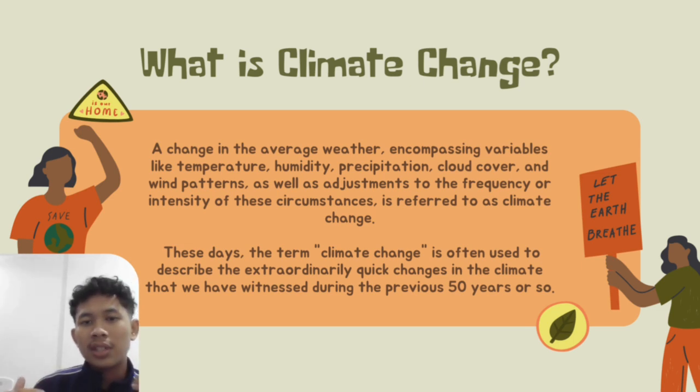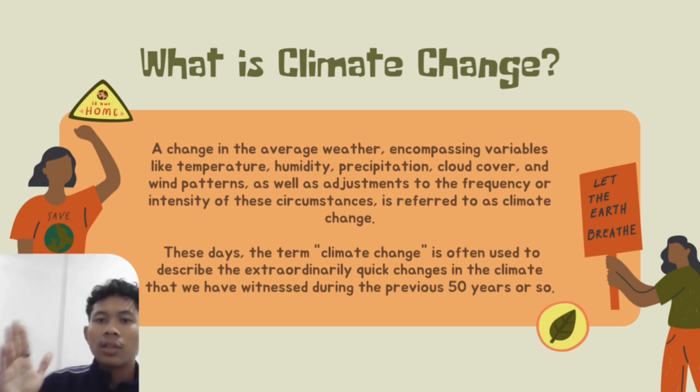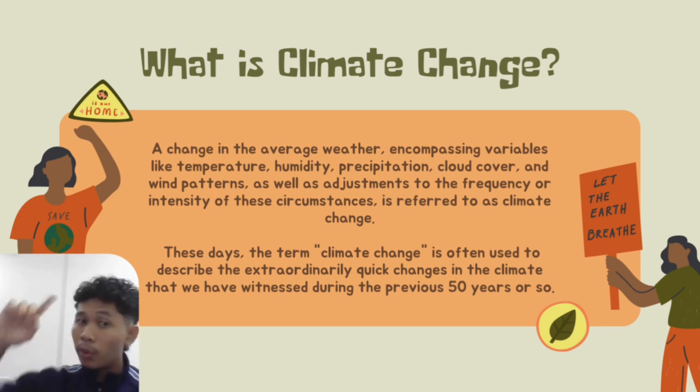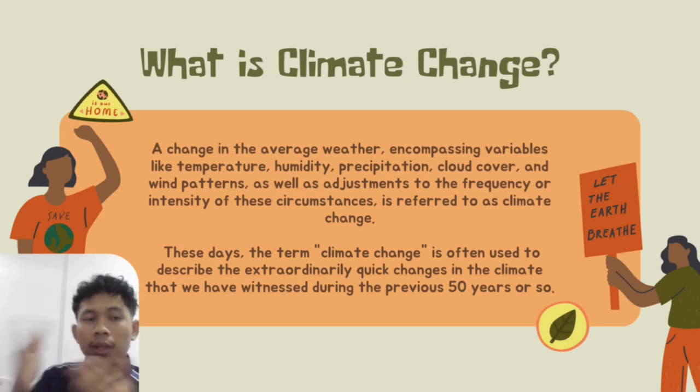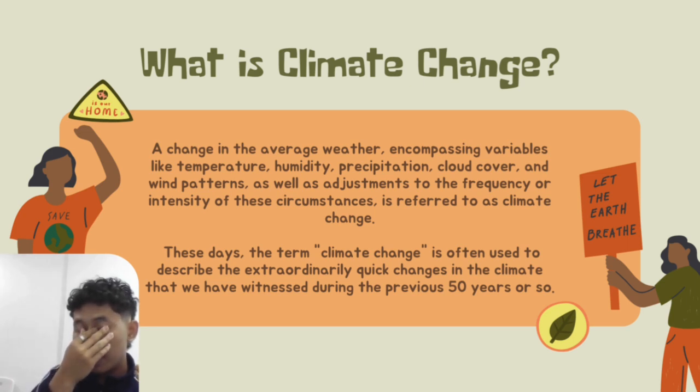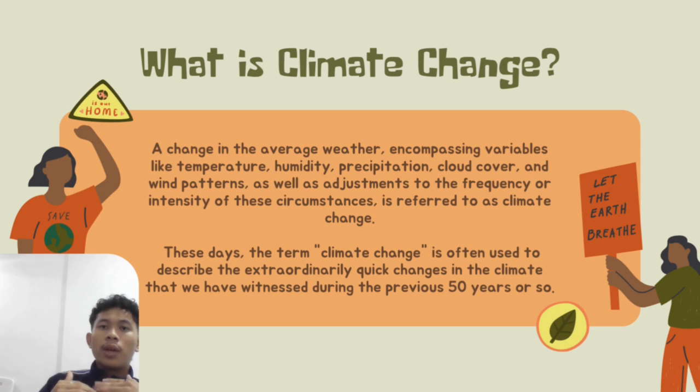But now the climate change that we are facing now is not because of the long-term natural cycle, but instead the main cause is global warming and human activities. So there you go. That is why I'm saying global warming is the big factor in climate change, because the climate change that we are seeing right now is basically a rapid change of condition.